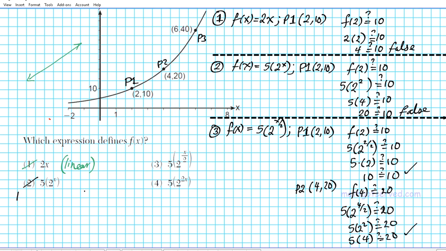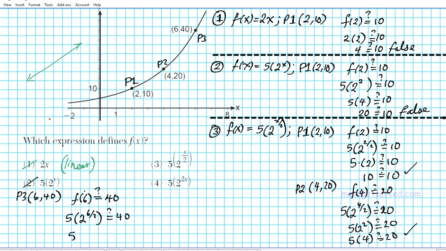Point 3 is the coordinate (6, 40). So does this function here satisfy? Is f of 6 of this function going to give me the output of 40? Well, let's see. f of 6 involves us plugging in 6 into this function. So it's going to be 5 times 2 to the 6 over 2. Is that equal to 40?